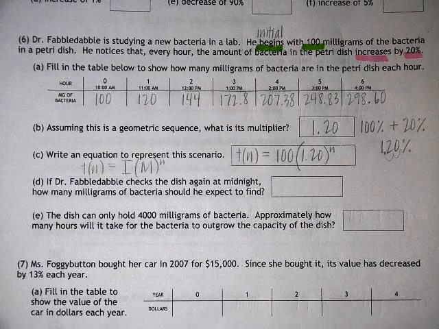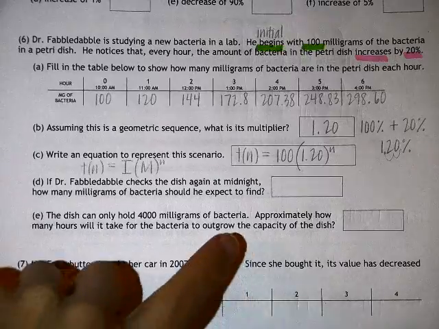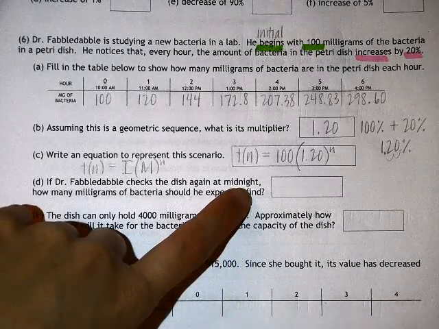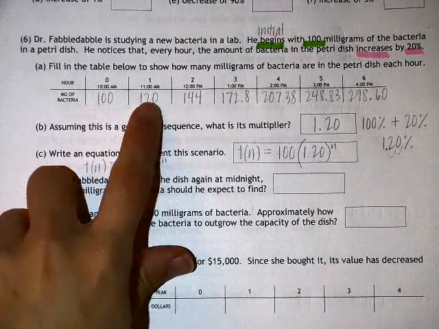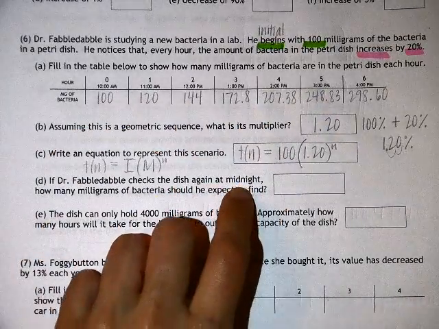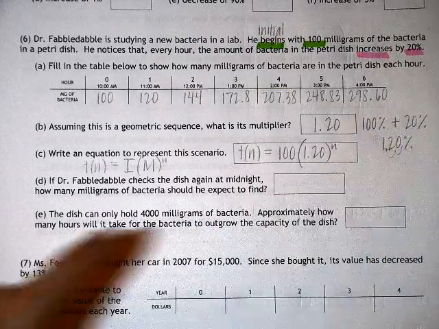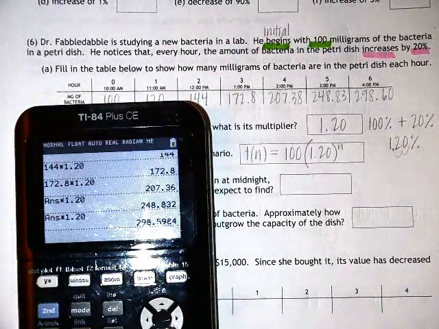In question letter D, we can definitely do this problem a variety of ways. One way is to just keep multiplying by 1.20, 1.20, 1.20, 1.20, 1.20 until we get to midnight, and then see whatever the answer is at that spot. If you have a calculator, that will work.